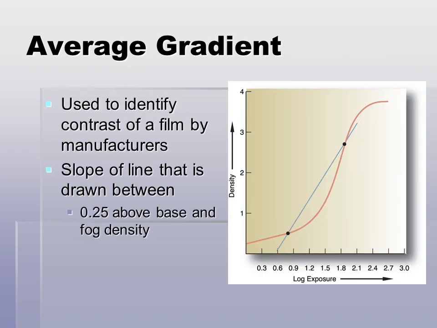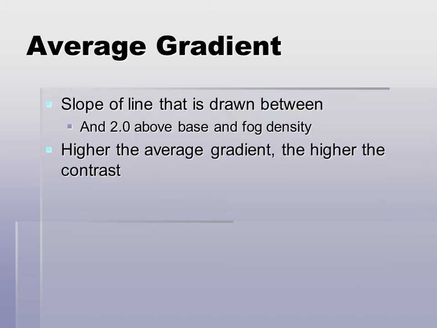Average gradient. This is the straight line portion. It's used to identify contrast of a film by manufacturers. It is the slope of the line that is drawn between 0.25 and 2.0 above the base plus fog density. The higher the average gradient, the higher the contrast, and this affects changes to contrast. Gradient points are sometimes known by their location.